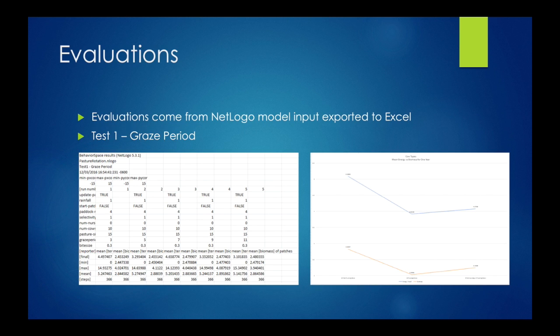So here's some of the evaluations of the questions. Feel free to look through them. So these come from NetLogo, the model we built, and then exported it to Excel. So this first test we're looking at here is for graze period. So at a graze period, we set the values we could change and receive the following output, plus a chart of the mean energy versus biomass for 1 year.